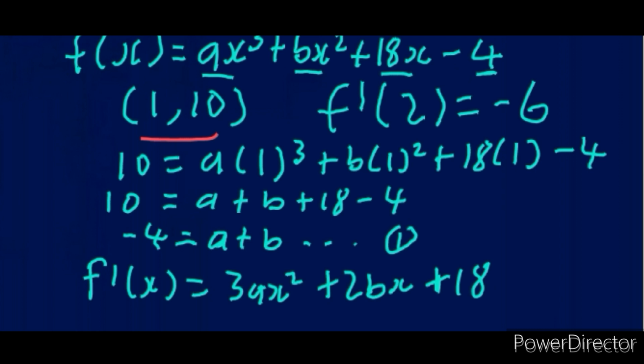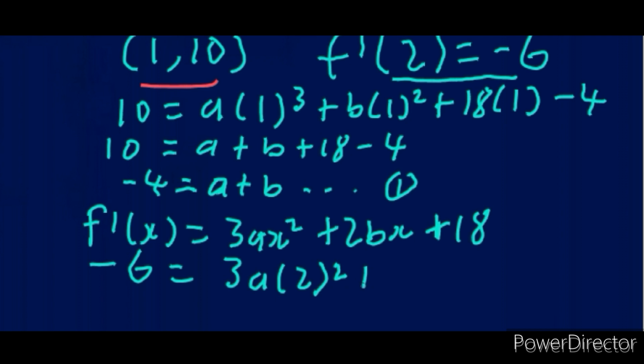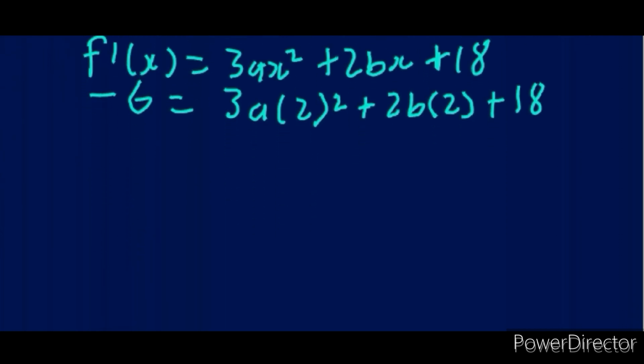So let's proceed. We have to substitute this information into the derivative. We know that the answer of the first derivative is minus 6, so this is going to be minus 6, and then the x value is 2. So we're going to have 3a into 2 squared plus 2b into 2 plus 18. From here, let's simplify this equation further. So we're going to have minus 6 is equal to 4 times 3, which will be 12, so 12a, and then this is going to end up being 4b, and then this is going to be 18.